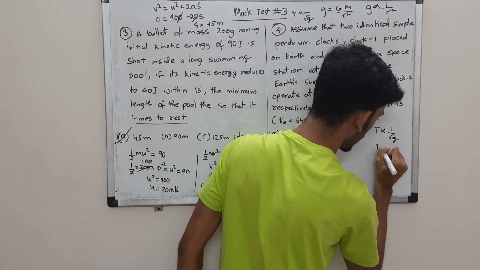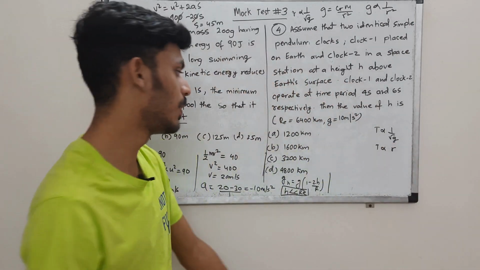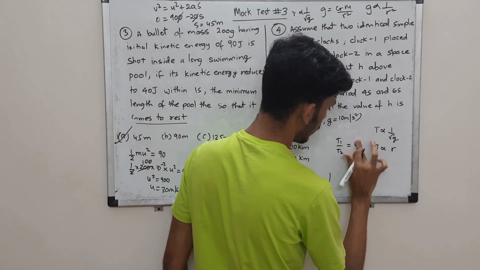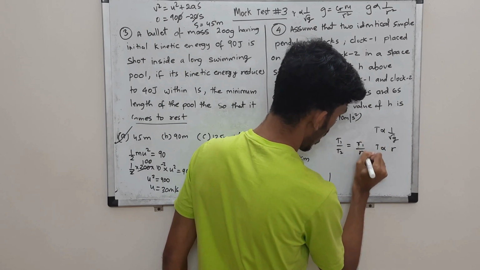So again, you can replace that square root of g by r. Now it's pretty simple and straightforward. T1 by T2 will be r1 by r2. Let's use small r, r1 by r2.